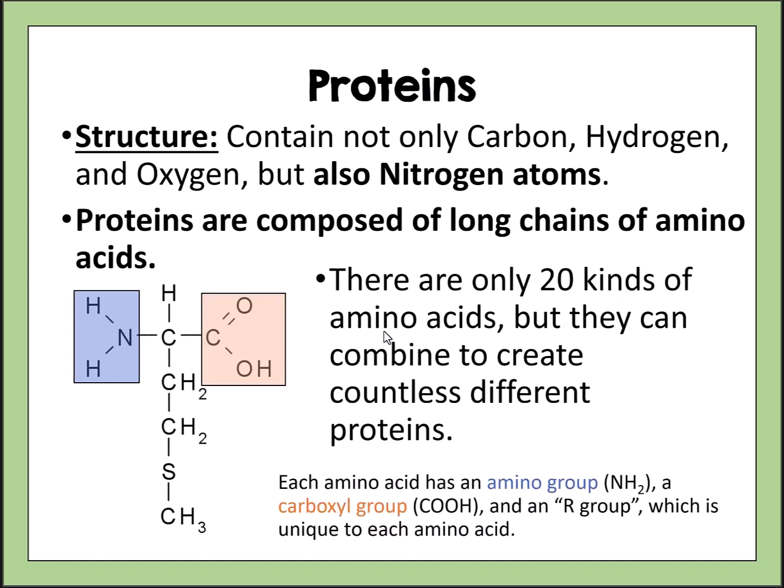Each amino acid has an amino group, which you can see over here, NH2, and a carboxyl group, COOH, and an R group, which is unique to each of those amino acids. So this will change, and these two are consistent.